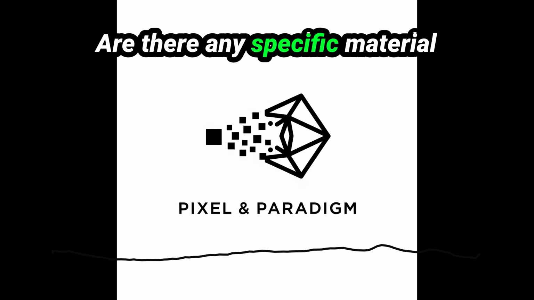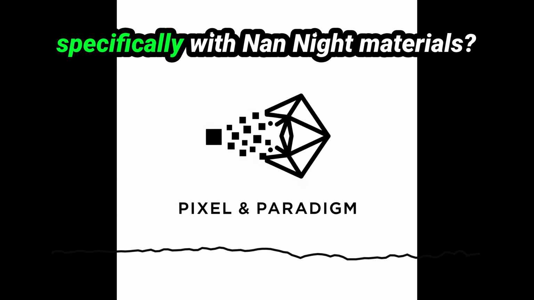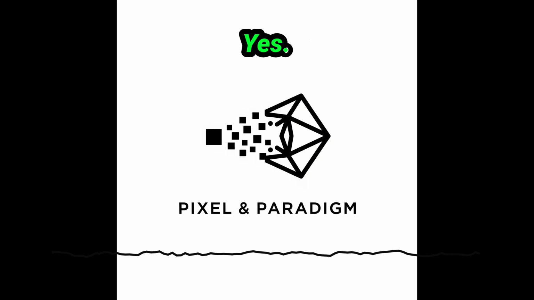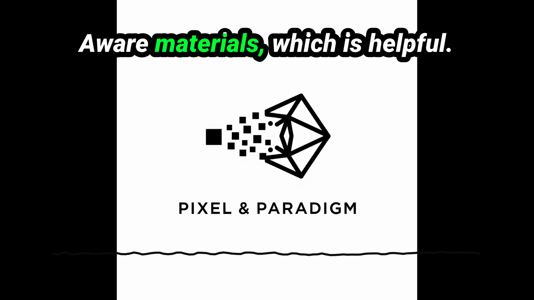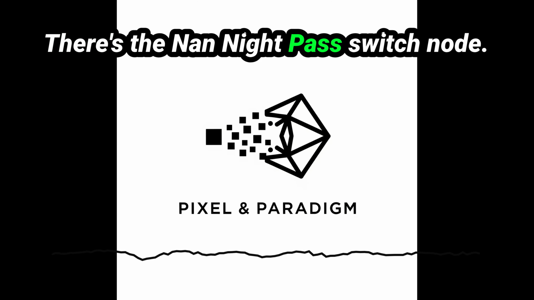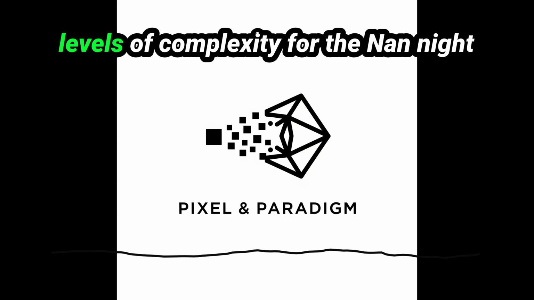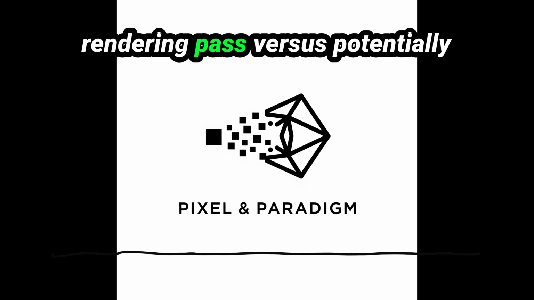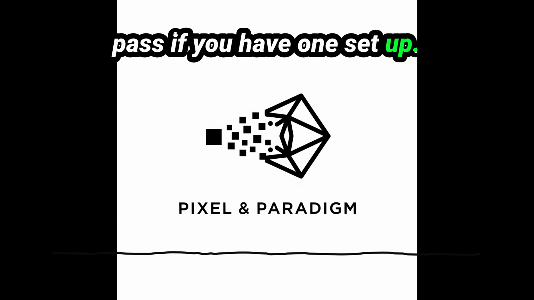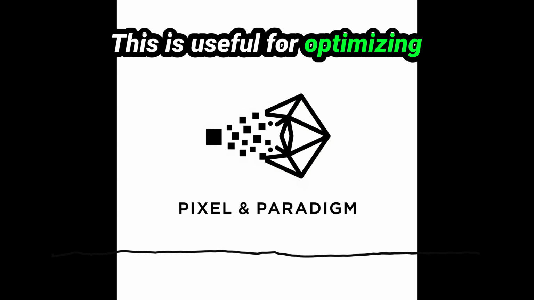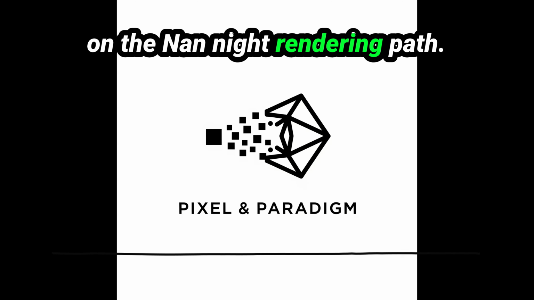Are there any specific material nodes or special tools in Unreal Engine that are designed to work specifically with nanite materials? Yes, Unreal Engine does provide specific tools for authoring nanite-aware materials, which is helpful. There's the Nanite Path Switch node. This node allows you to define different material logic or different levels of complexity for the nanite rendering pass versus potentially a non-nanite fallback rendering pass if you have one set up. This is useful for optimizing calculations that might only be relevant or performant when running on the nanite rendering path.